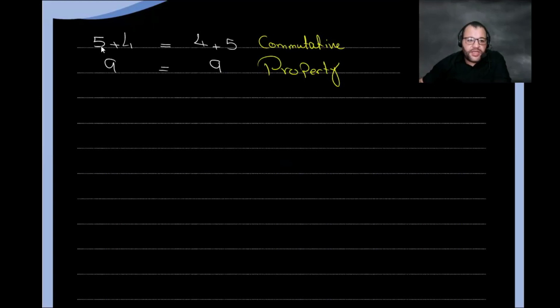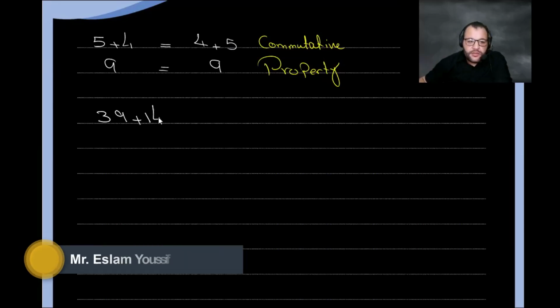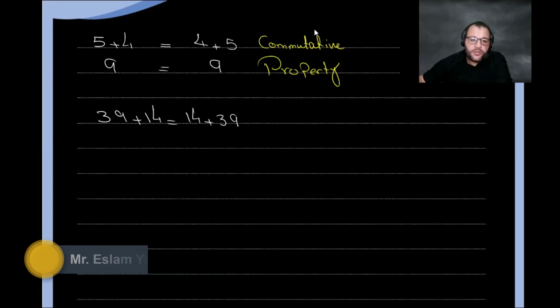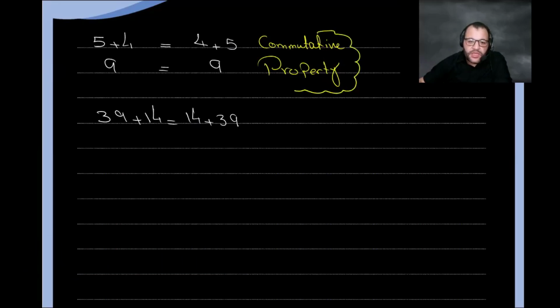So when I say that 5 plus 4 is equal to 4 plus 5, any two numbers, the same numbers but with a different order. We change the order. Like 39 plus 14, the same as 14 plus 39. That's called commutative property. Any problem for this one?